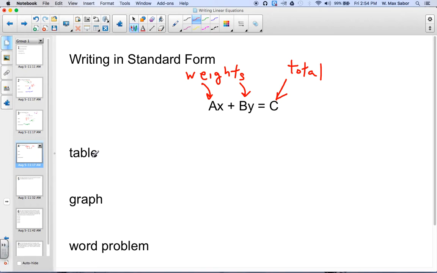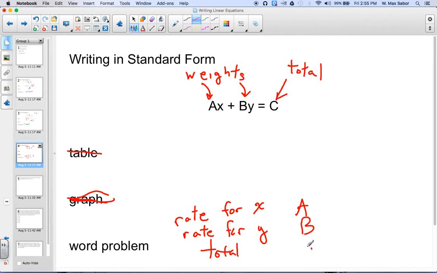So for a table, you're really not going to want to write a standard form equation from a table or a graph. If you're asked to, you're going to want to write it as slope-intercept form or point-slope form first, and then convert it to standard form. But for a word problem, we want to find out the rate for x and the rate for y, and then the total, and that will give us A, B, and C.